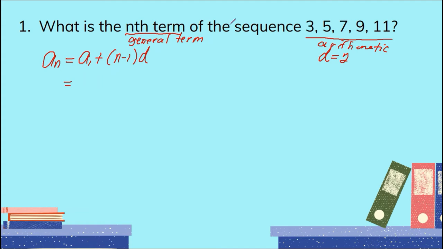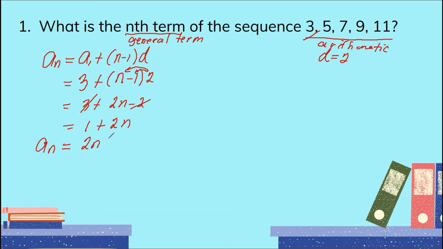Tapos, lagay lang natin yung mga given. We have a sub 1, which is the first term, 3. And then yung n, so wala tayong n, minus 1. And then d is the common difference, which is positive 2. So you have 3 plus, tapos distribute mo lang yung 2 dyan. Tapos multiply mo, so 2 times n is 2n. And then, negative 1 times 2 is negative 2. Right? And then, combine like terms, 3 minus 2 is 1 plus 2n. So, therefore, a sub n, arrange lang natin, base sa variable, we have 2n plus 1. So that's the final answer.